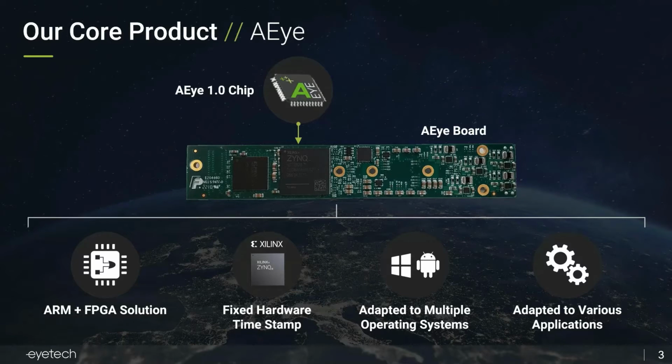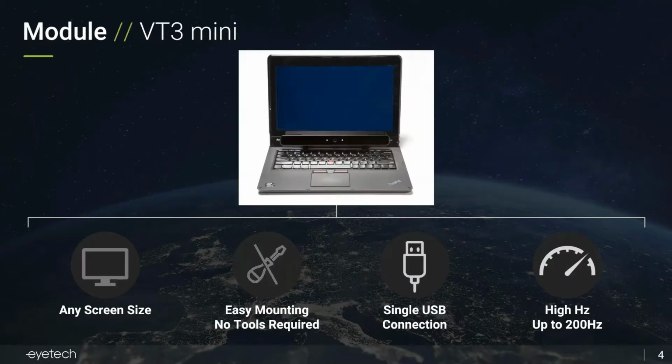We can adapt to multiple operating systems. We currently support Windows and Android, and this technology is currently in our VT3 module, which can easily magnetically connect to any screen through a single USB connection, and it can run up to 200 frames per second. It can support screen sizes when it's physically attached to the screen of 24 inches or smaller. But we do also have a convenient desk stand, so you can use it on larger screens as well. You just place it a few inches or feet away from large TV screens as well.